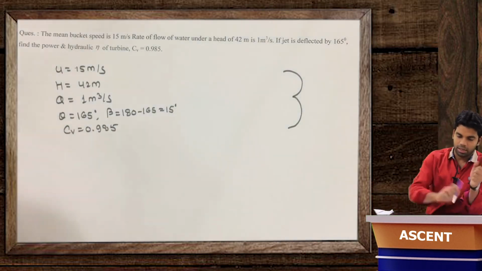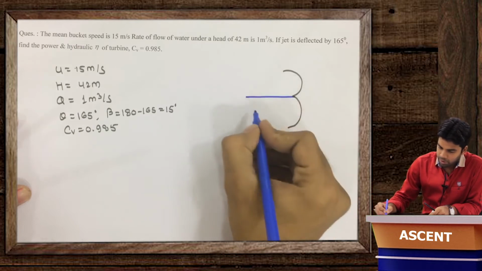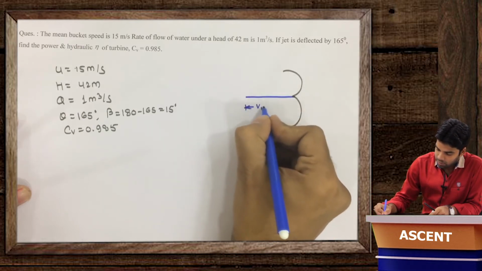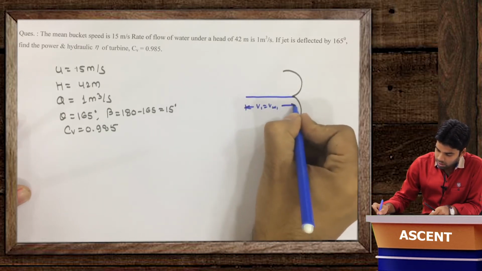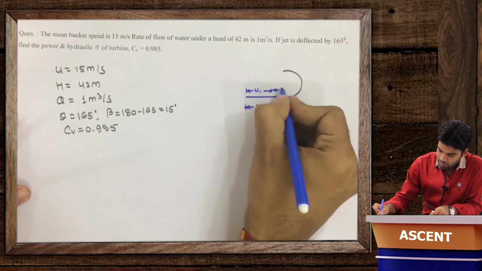Now the inlet velocity triangle, as I told you, will be a horizontal line. So this will be our V1, which is equal to Vw1, this is u1 and this is Vr1.